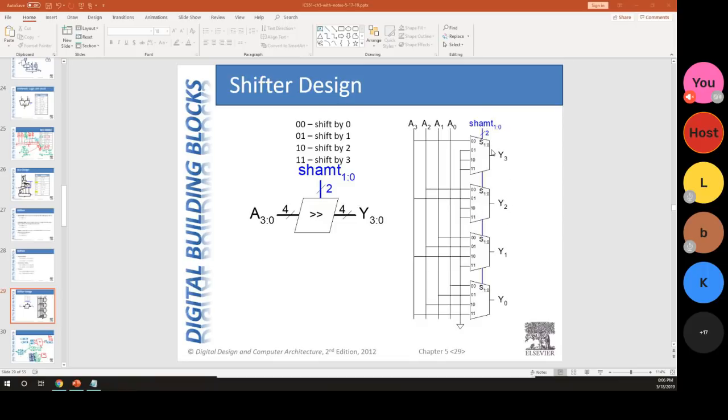And if there's a shift by 1, 2, or 3, Y3 is going to be 0. The triangle represents false, ground, whatever you want to call it. If you're in circuits, it's ground, if you're designing circuits and stuff like that.